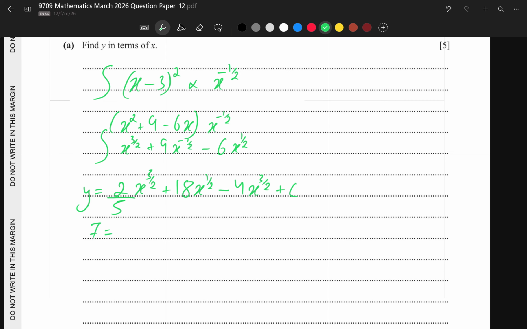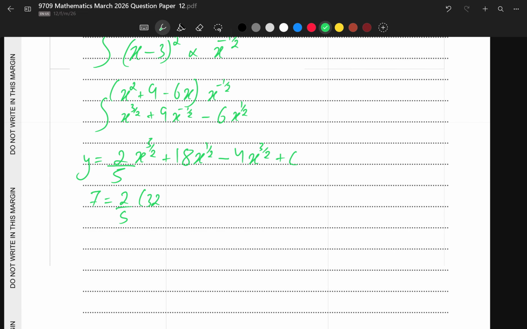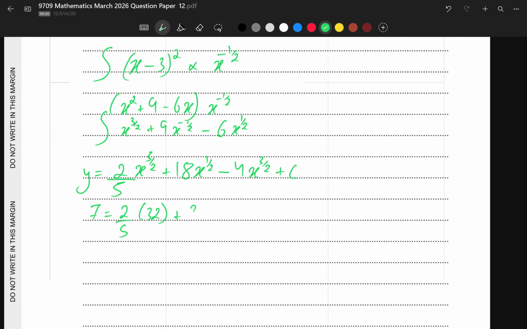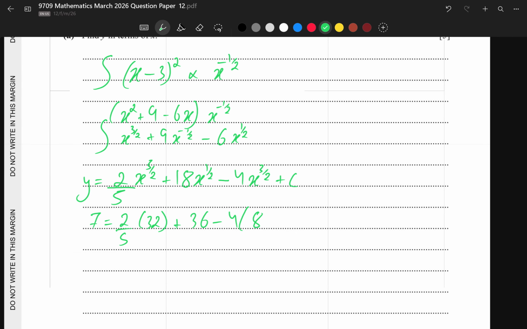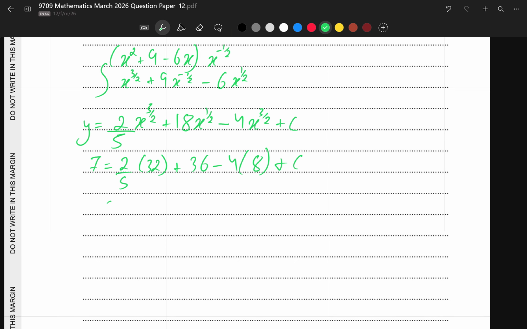So 7 is equal to 2/5 into x^(5/2), where x is equal to 4. So this is 32, plus x^(1/2): 4 raised to power 1/2 is 2, 2 times 18 is equal to 36, minus 4 times 4^(3/2), which is 8, and plus c. So if we solve this, we'll get c equals negative 49/5.